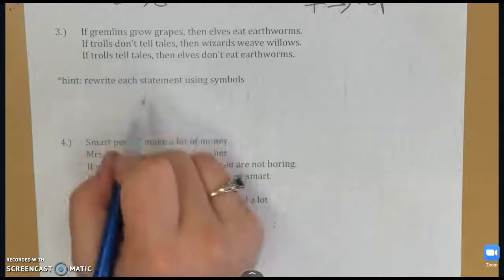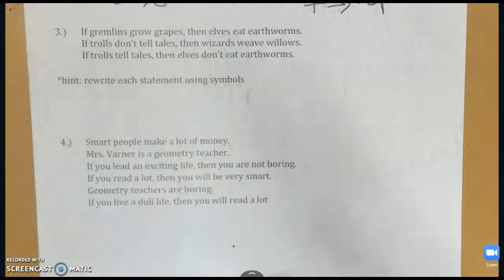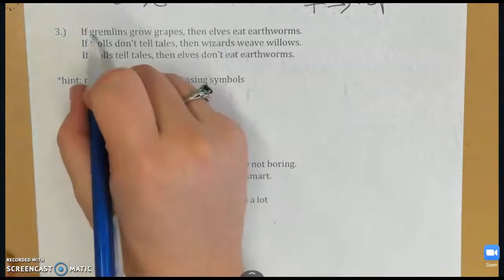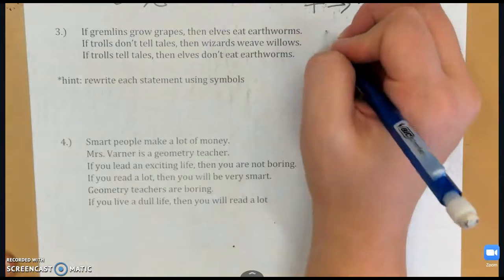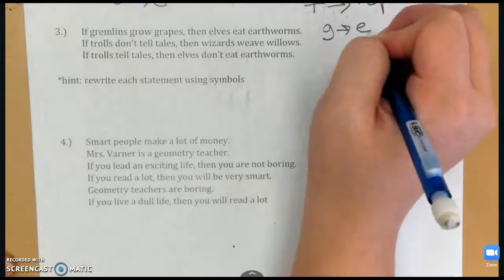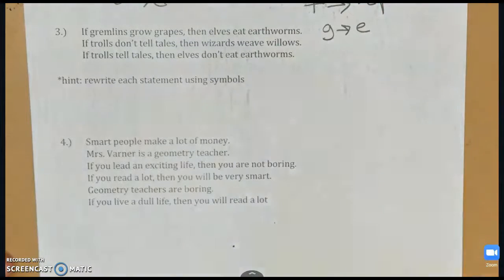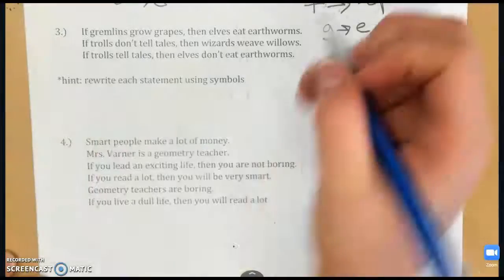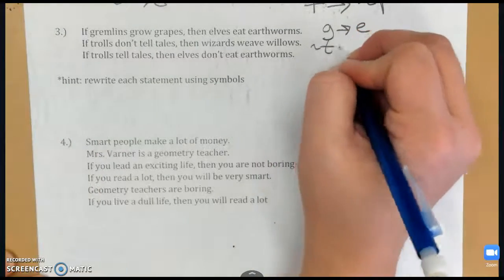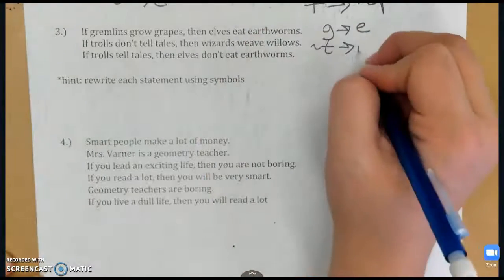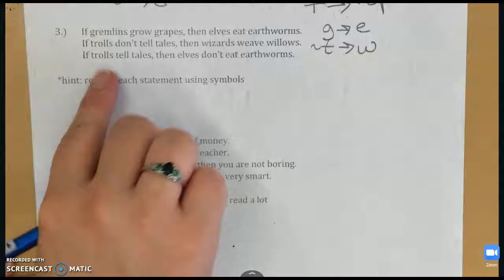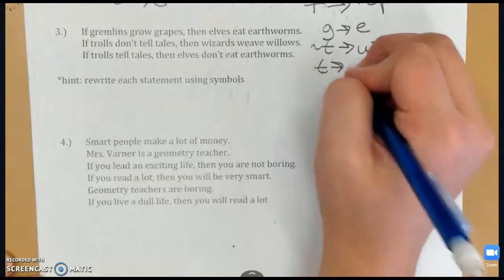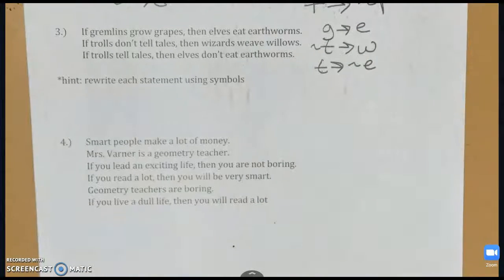So what I'm going to do is rewrite each statement using a symbol just for ease of piecing it together. So let's say this. If gremlins grow grapes, then elves eat earthworms. If G, then E. Okay? Then if trolls don't tell tales, I'm going to say that's not T, then W. Wizards weave willows. Okay? Then if trolls do tell tales, then elves don't eat earthworms. Okay, so I've got my 3 statements.